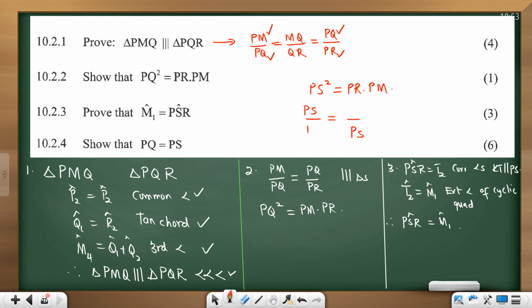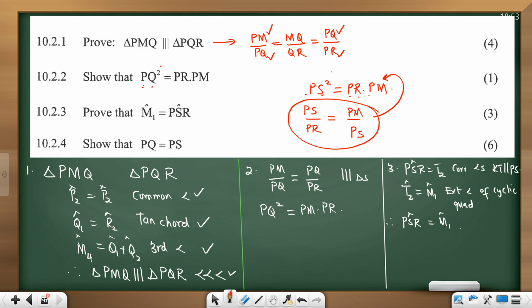And then PR, PM. If I can get this, I'll cross multiply to get that. And since PR times PM is what? PQ, then PQ squared will be equal to PS squared. Square root of both. Can you see my working backwards?